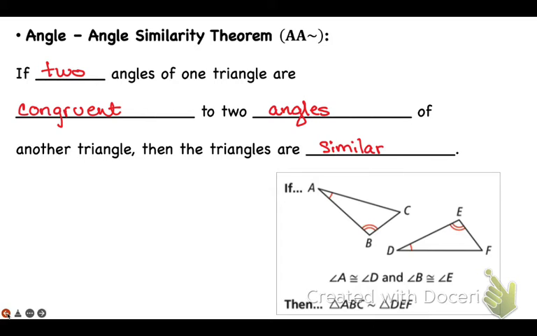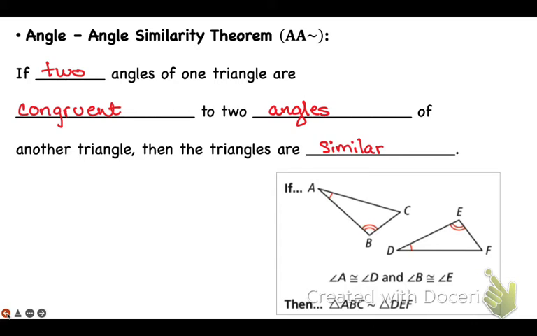I have angle A is congruent to what? Angle D. How'd you know? It has one curve, right? One arc. Angle B is congruent to what? Angle E. So by this rule, if two angles are congruent, then these are similar triangles.